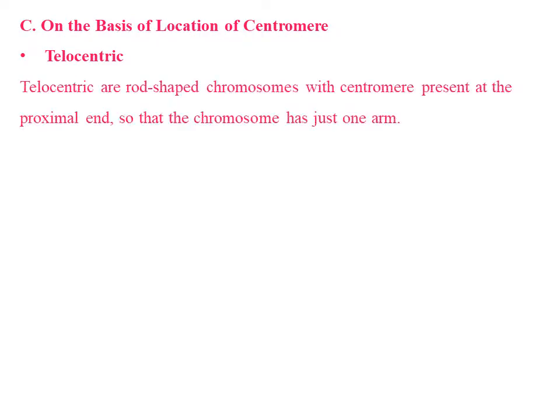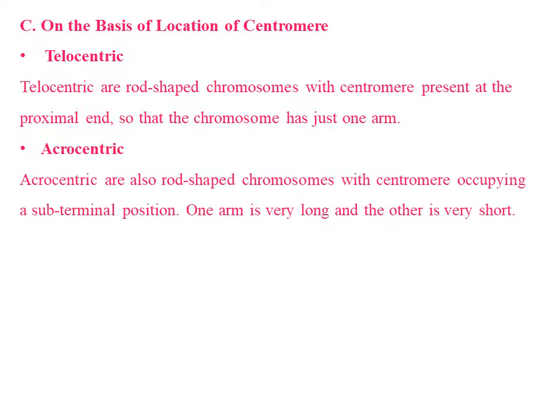On the basis of the location of the centromeres, the chromosomes are further classified into telocentric, acrocentric, metacentric, and submetacentric. The telocentric chromosomes are rod-shaped chromosomes with the centromere present at the proximal end, that is the terminal end, so that the chromosome has only one arm. And the acrocentric chromosomes are also rod-shaped chromosomes with the centromere occupying a subterminal position. So one arm is very long and the other arm looks very short.